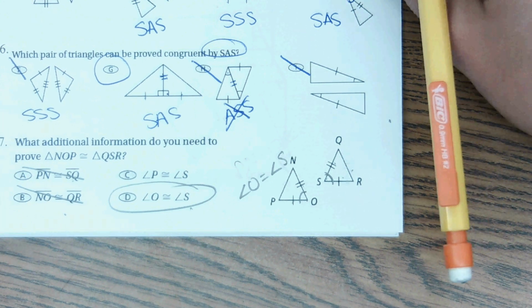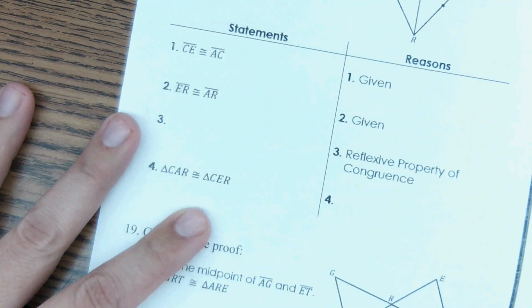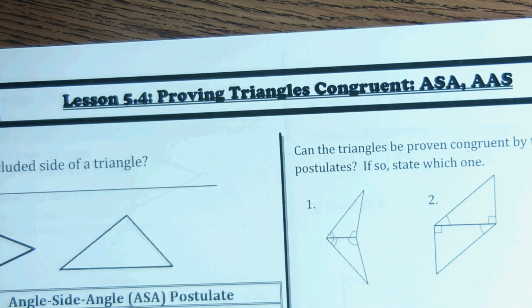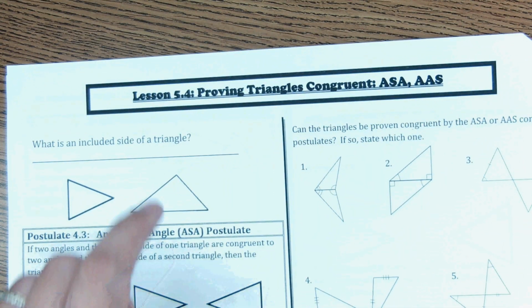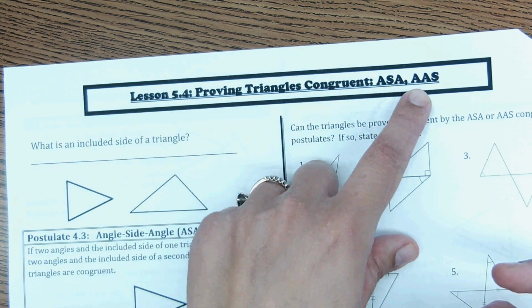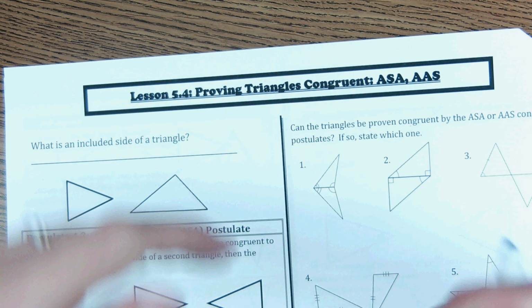Okay, so now we're going to skip the next page, which is proofs, because we're going to do that on Monday. So we're going to incorporate this in proofs on Monday. But we're just focusing on the concepts here. So we're going to move to, just kind of skip a page, lesson 5.4. I'm going to zoom out here so I can see the page. Okay, so lesson 5.4, we're proving triangles congruent using two more. ASA, which stands for angle, side, angle, and AAS, which is angle, angle, side.